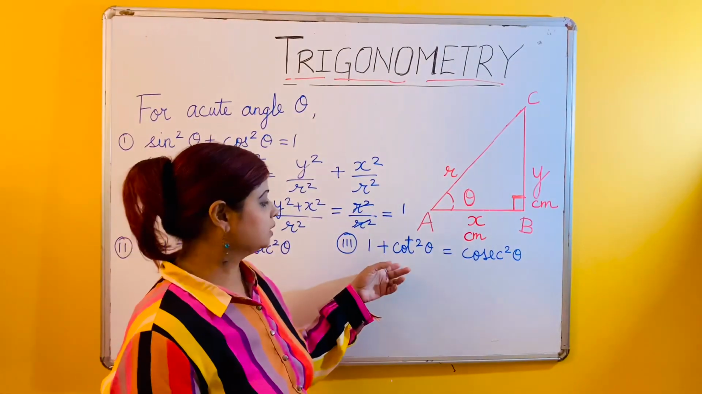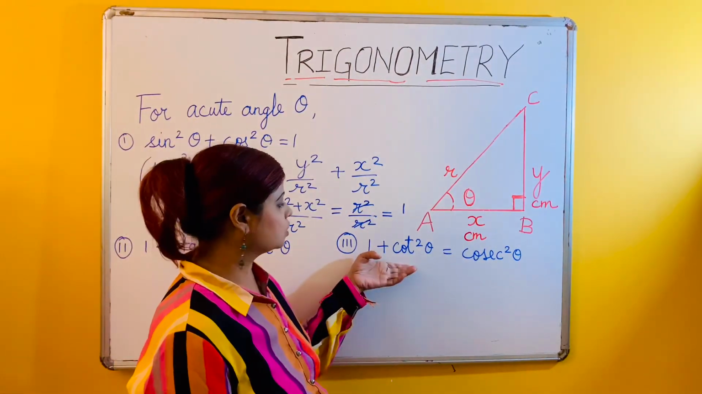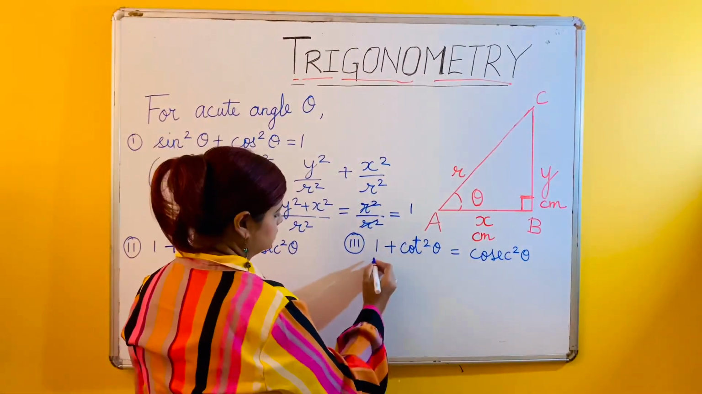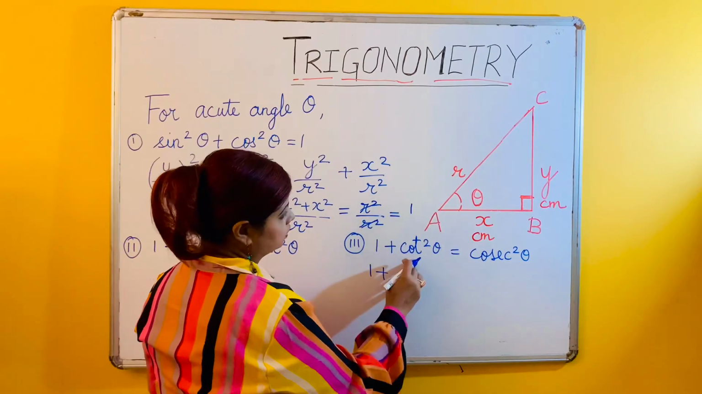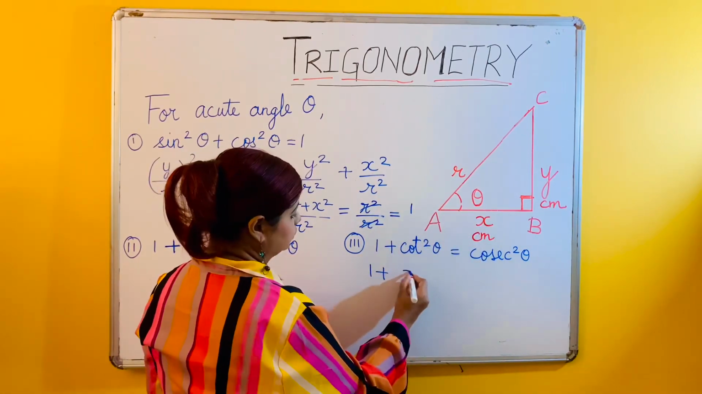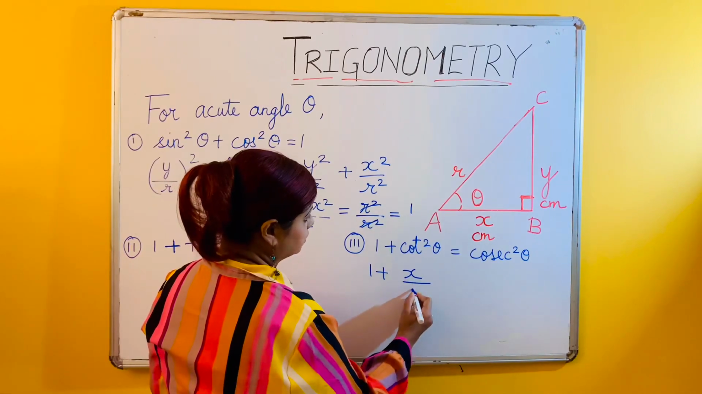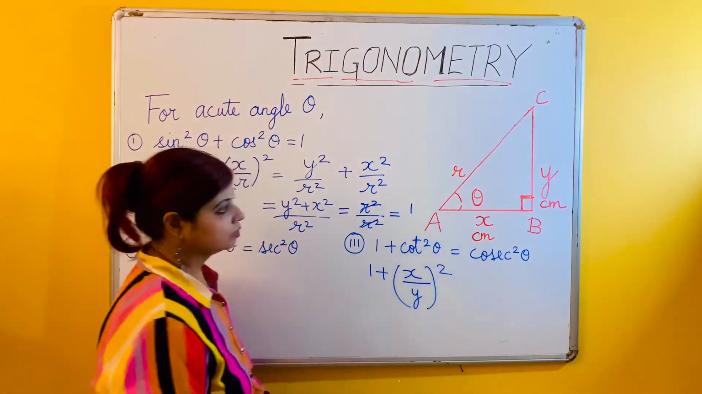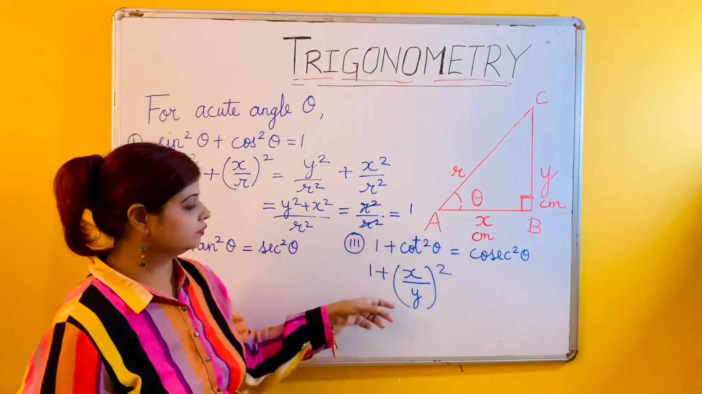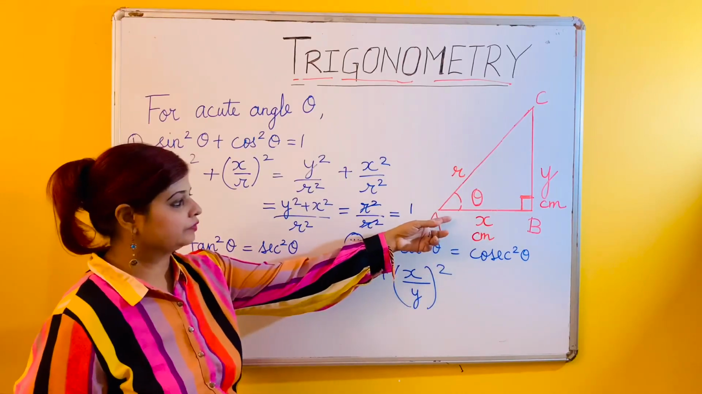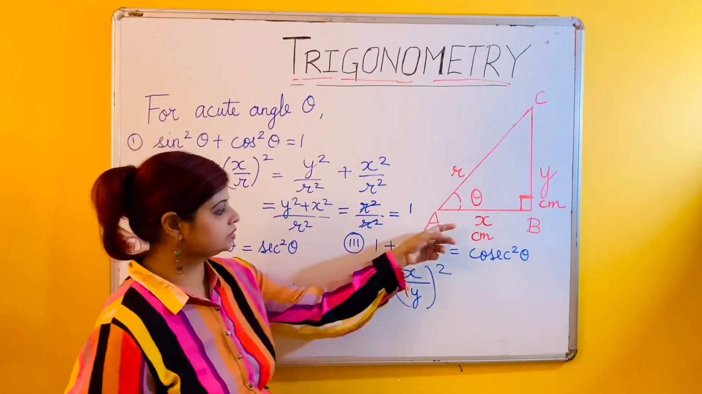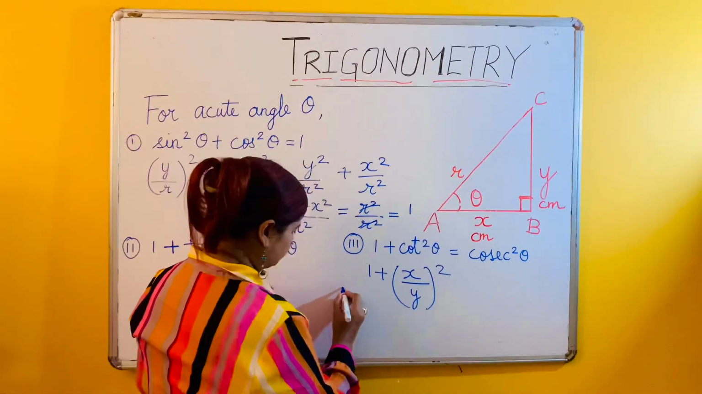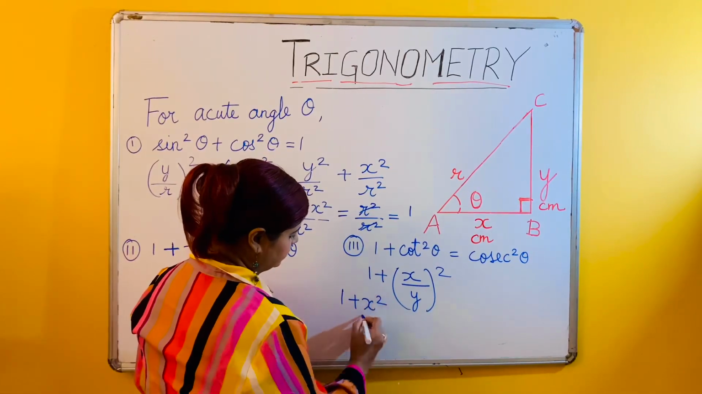We are coming to the third identity, where we have to prove that 1 plus cot square theta is equal to cosec square theta. So we'll take this one, 1 plus cot square theta. What is cot theta here? According to the definition, cot theta is equal to x by y, which is adjacent by opposite. Now we square it, so 1 plus x square by y square.